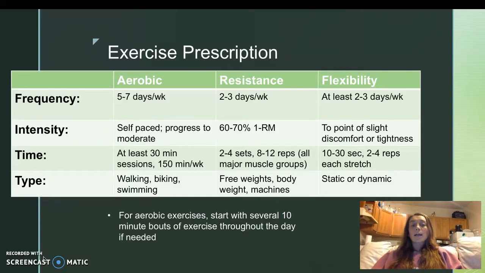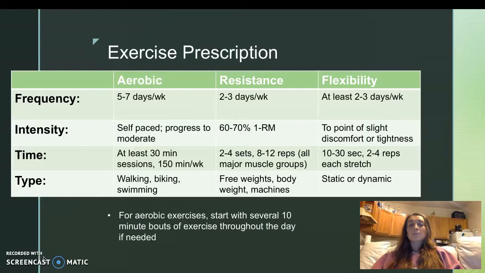She can do any exercises that involve large rhythmic motions of major muscle groups, so walking, biking, or swimming are all acceptable. Her resistance prescription should be performed 2 to 3 days a week at 60 to 70% of her 1-rep max. She should perform 8 to 12 reps and 2 to 4 sets and do exercises that hit all of the major muscle groups. She can do free weights, body weight, or machines.